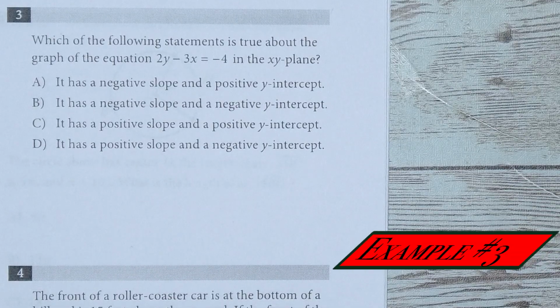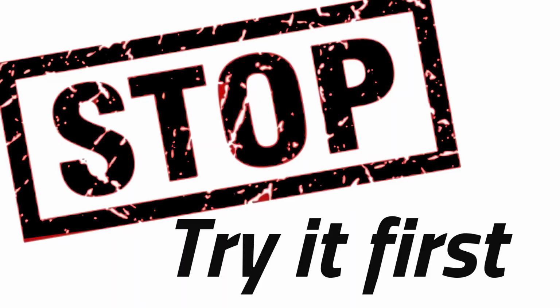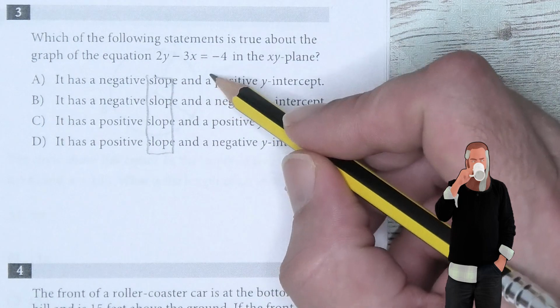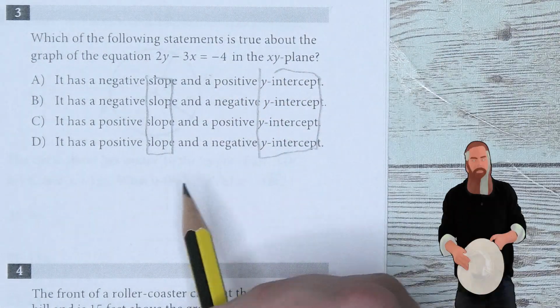Which of the following statements is true about the graph of the equation 2y minus 3x is equal to negative 4 in the xy plane? And we can see, starting out, that they are all talking about slope, and they are all talking about the y-intercept. So we do need to figure out what both of those are.